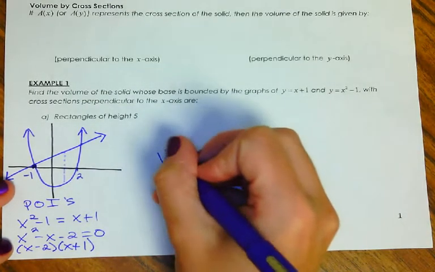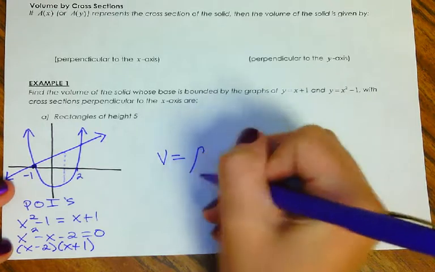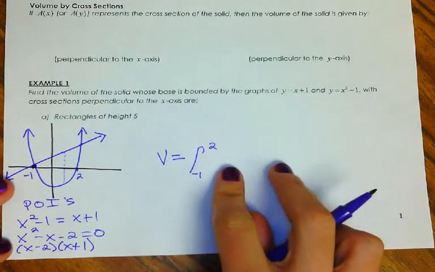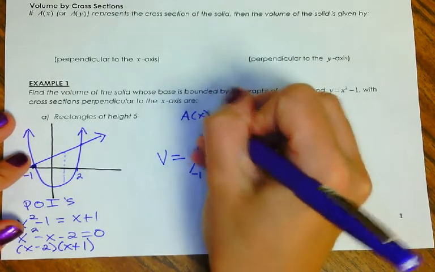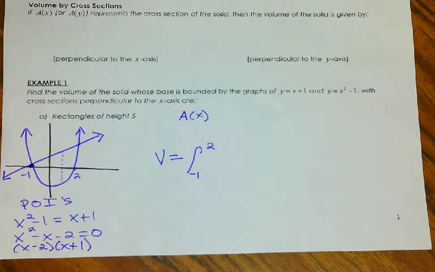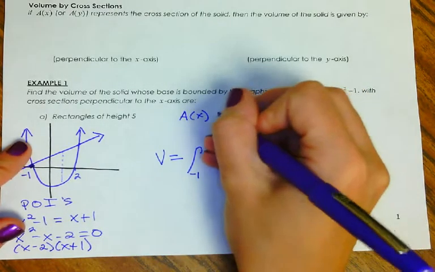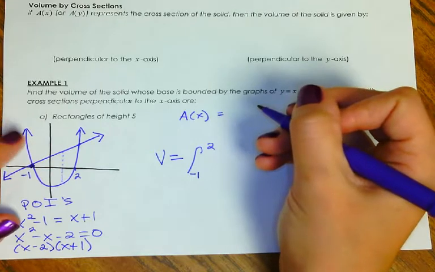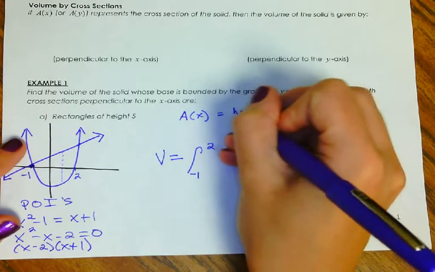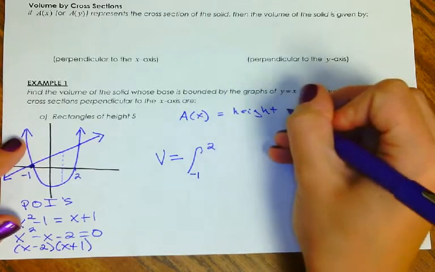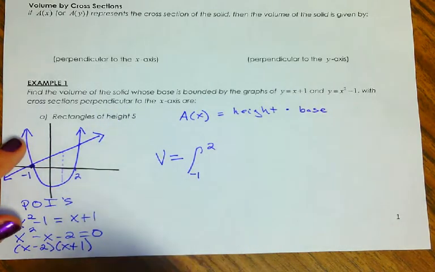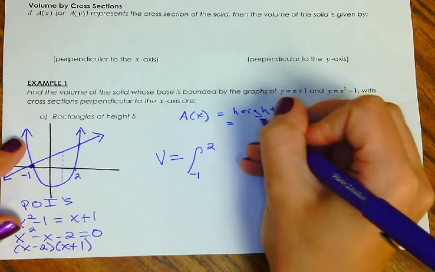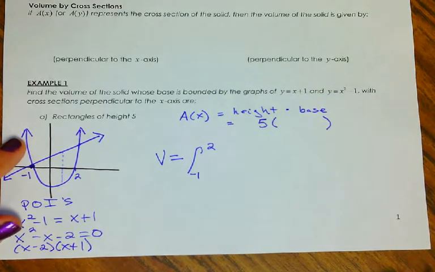Okay, so I know that when I do my volume formula, I'm going to be integrating from negative 1 to 2, and then I need to integrate the area. So I'm going to go up here and say, all right, well, what is the area of each rectangle? Well, the area of each rectangle is going to vary, because the area for a rectangle is going to be the height times base, or base times height. But why did I want to say the height first? So hopefully you'd agree that the area is height multiplied by the base. In this particular example, it told me that the height is going to be 5 every single time. So in this example, it's going to be 5 times the base.